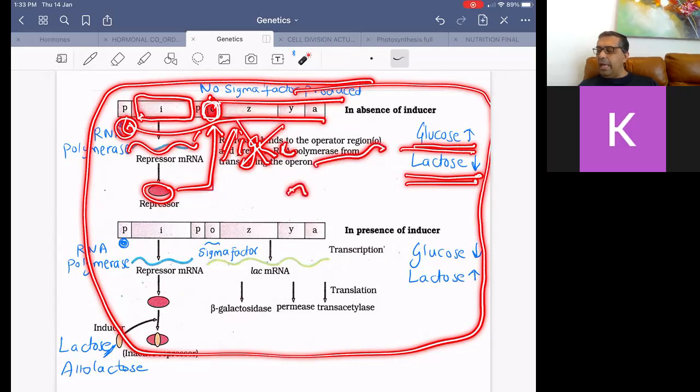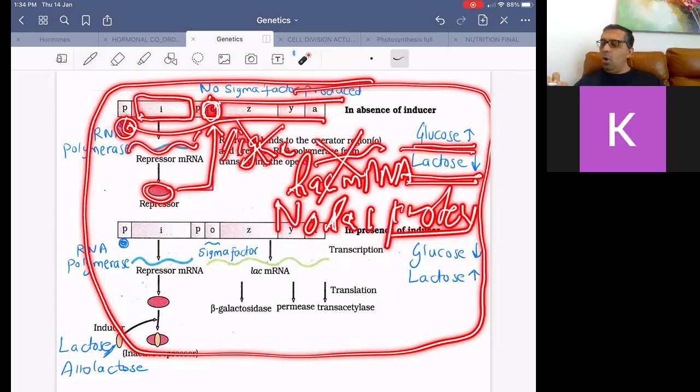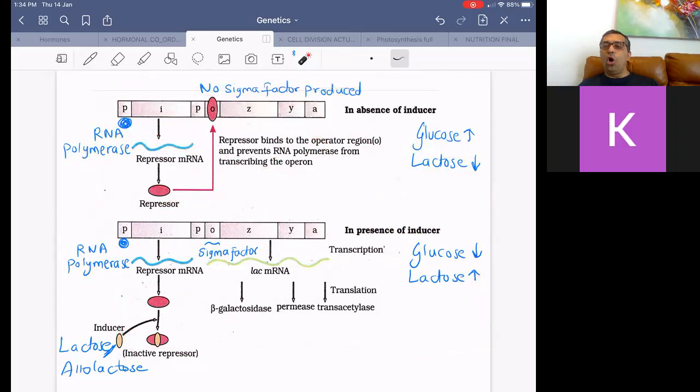And no lac mRNA, so no lac proteins. So lac operon has been switched off. Lac proteins नहीं बनेंगे. And lac operon has been switched off. So when will lac operon switch off?